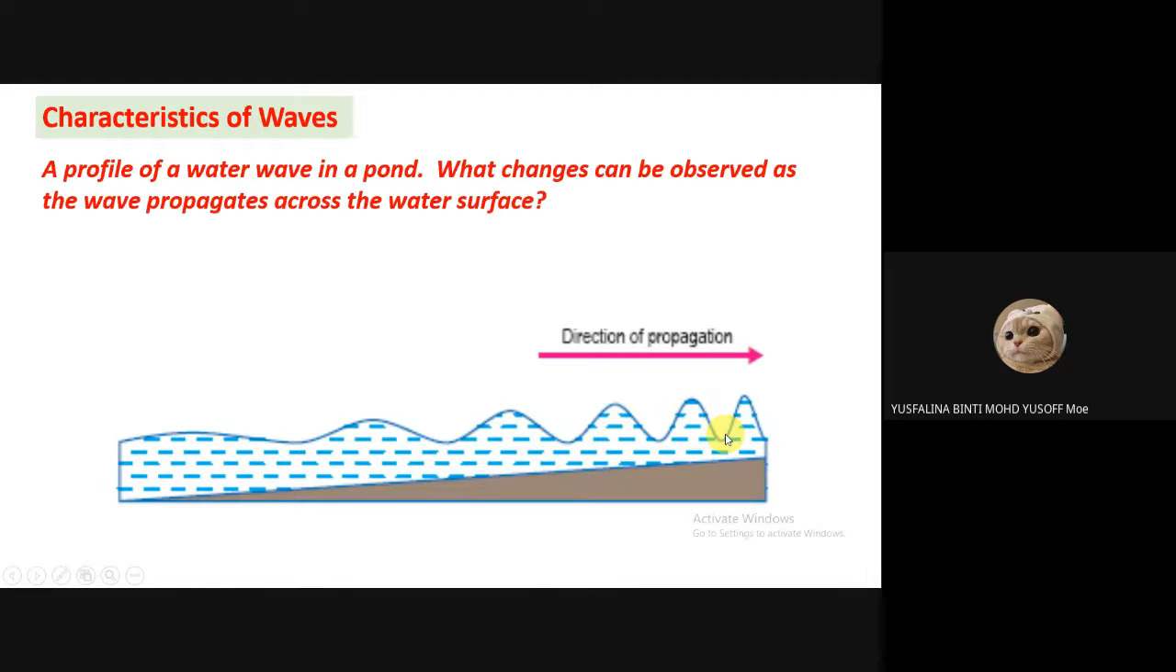Alright, so a profile of water wave in a pond. So what changes can be observed as the wave propagates across the water surface? You can see the ripple becomes higher and also it becomes closer to each other.